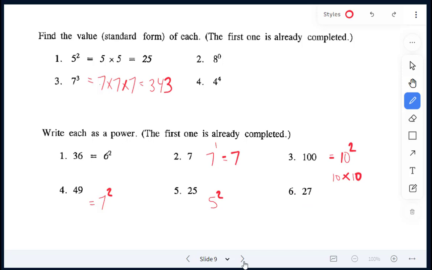Anybody want to try 27? Okay, so we can write 27 as a power, because 3 times 3 times 3 will equal 27. Therefore, 3 to the power of 3 is equal to 27.